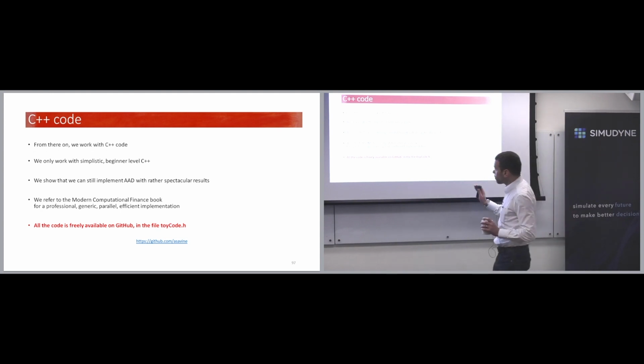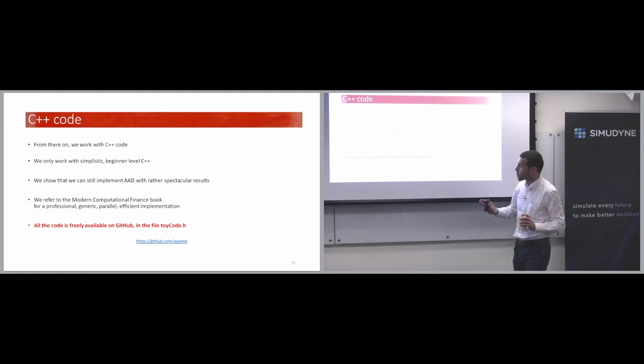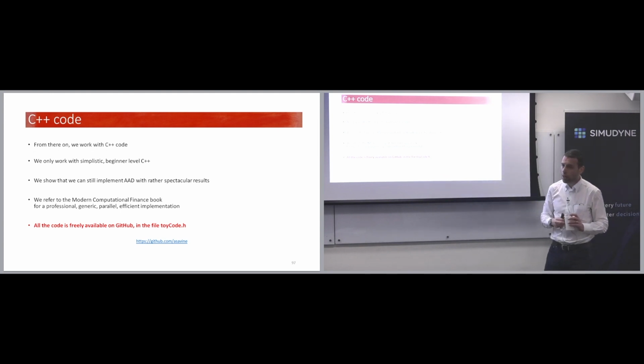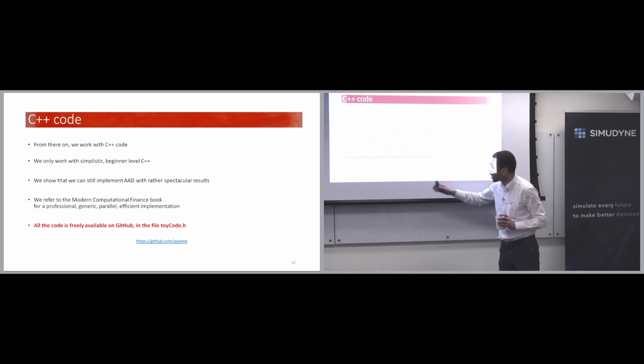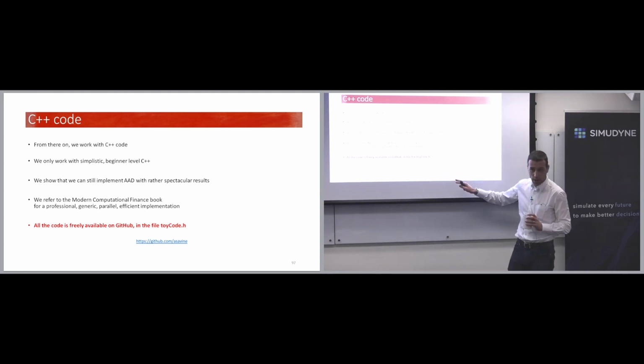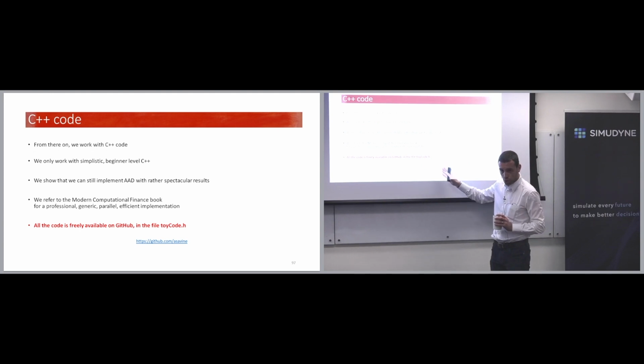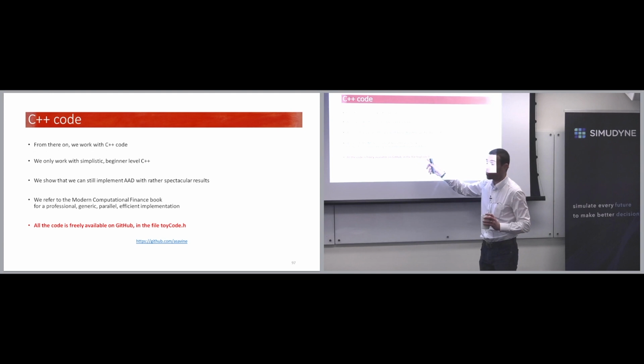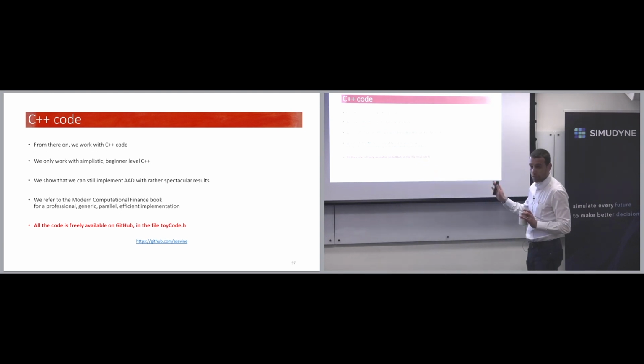Now, a professional, efficient, generic implementation is much more efficient, but maybe more difficult as a first read. I refer to the code that comes with the book, and the toy code that we'll be using in this presentation is on the same GitHub repo as the code of the book, and all the code that I'm going to show you on these slides has all been gathered in one file, toycode.h. So you will find it all there.